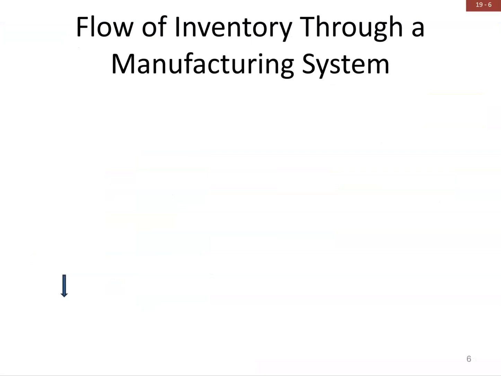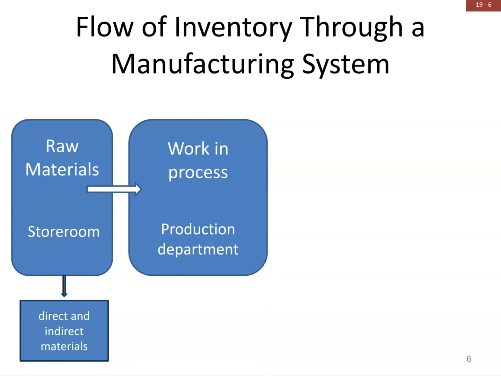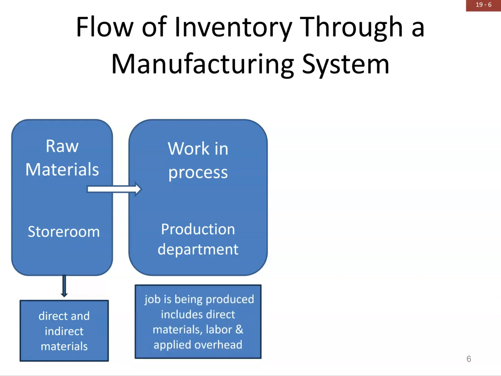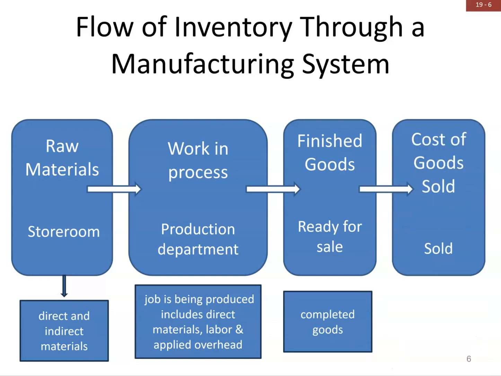Now, the manufacturing flow is we always start with raw materials. That includes direct and indirect materials. We then transfer the costs as we issue them to work in process, and to overhead if it's indirect. And then we're going to add labor and we're going to apply overhead. Then when they're done, we're going to put them in finished goods ready for sale. And then when we sell them, it's going to go to cost of goods sold.